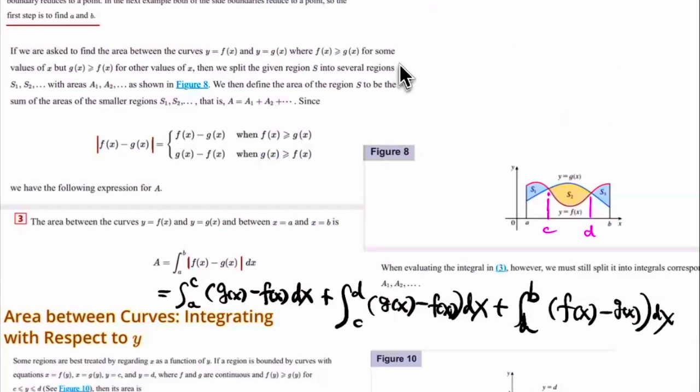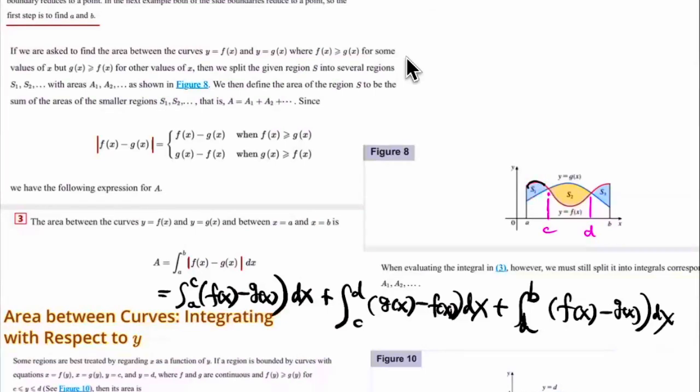Is the first one f(x) minus g(x)? Oh, yes. Now I can see better when it's big. Yes, you got it, okay? The first one here is f of x minus g of x. You got it. Good job. You pay attention, okay? The f over here, yeah, this is f, and this is g.